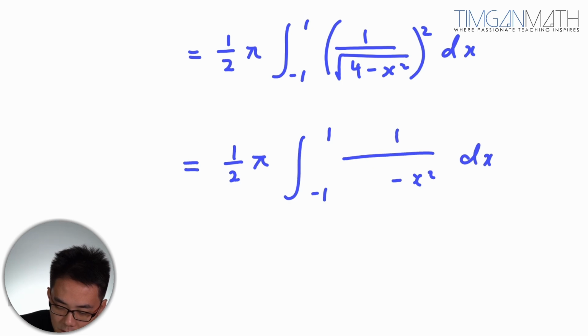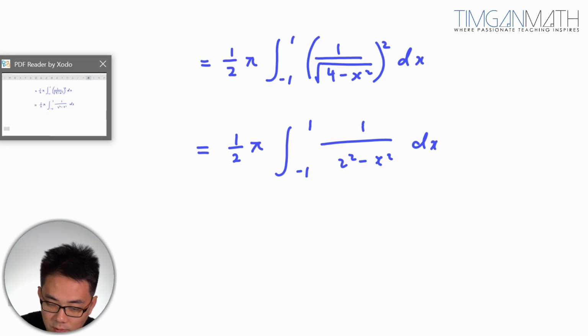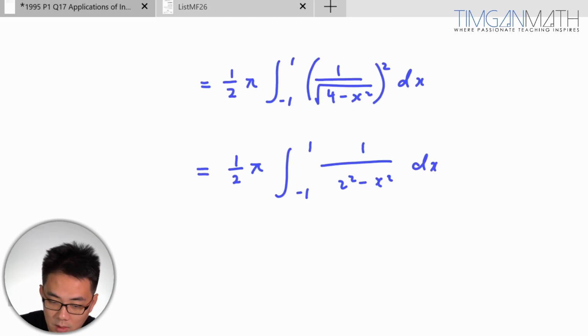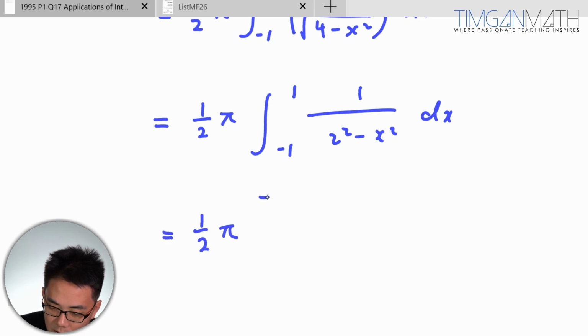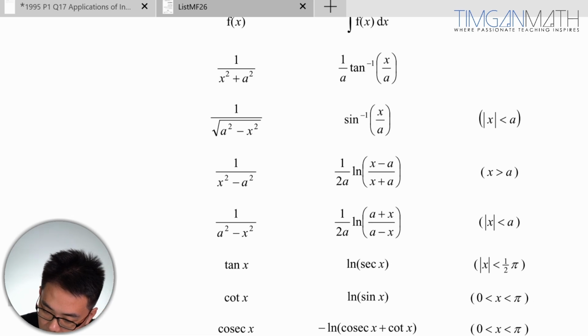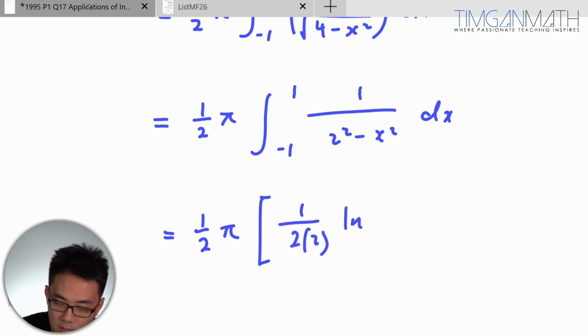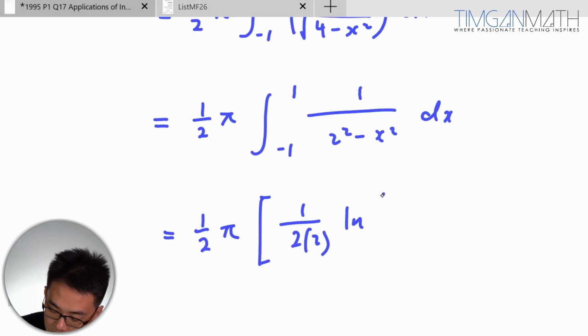Similarly, I'm going to put this as 2 squared. And I'm going to use my MF26 to tell me which formula I need to use. I ought to use the second one, where mod x is less than 2. So in this case, I'm going to get half pi times ln. Is it 1 over 2? A is 2, right? So a is 2. So this is 1 over 2 ln of (2 plus x) over (2 minus x). Great.